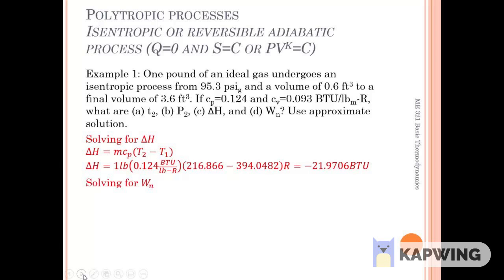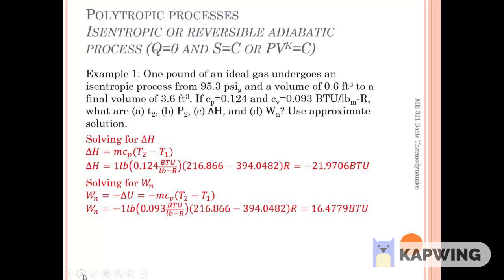Finally, we shall compute the non-flow work. Remember that for isentropic processes, the non-flow work is just equal to the negative of the change in internal energy. By replacing delta U by its corresponding formula, mCv delta T, and substituting all the known values in the formula, we will get 16.4 BTU as our non-flow work.